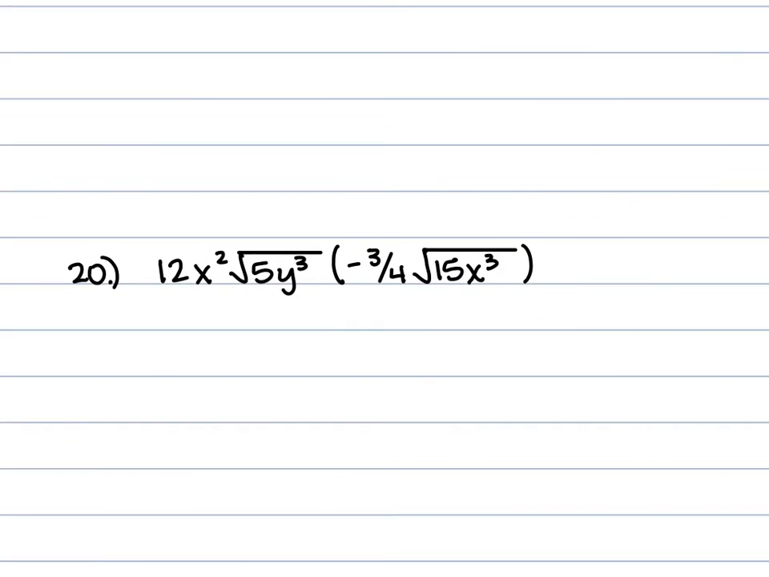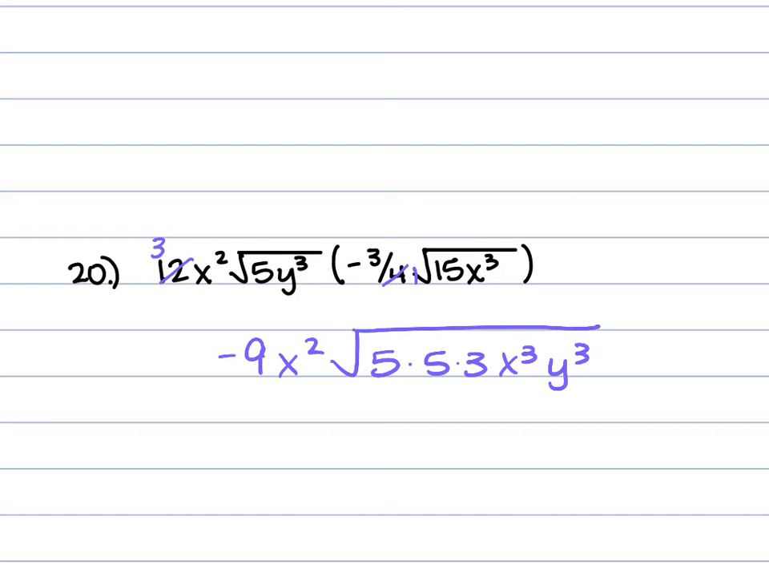For 20, we have 2x to the second power square root 5y cubed times negative 3/4 15x to the third power, sorry. So the 12 times the negative 3/4 is going to give us a negative. The 4 turns into a 1, the 12 turns into a 3, so 3 times negative 3 is negative 9x squared. Square root 5 times 15. Remember, we can rewrite this as 5 times 5 times 3 because the 15 is factors of 5 and 3. And then we have the x cubed and the y cubed underneath as well.